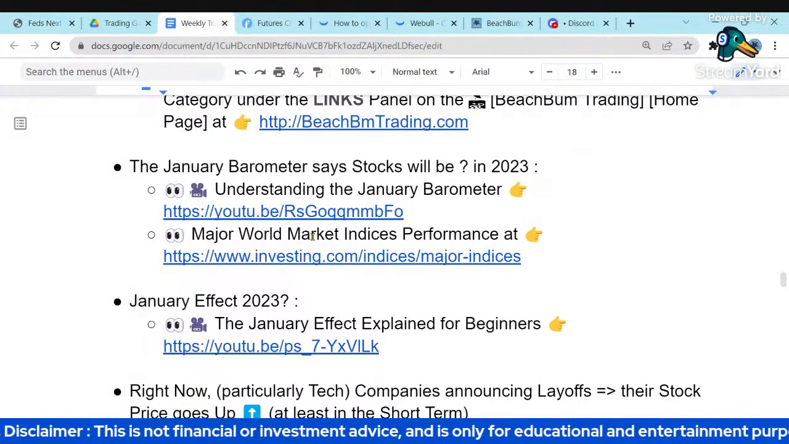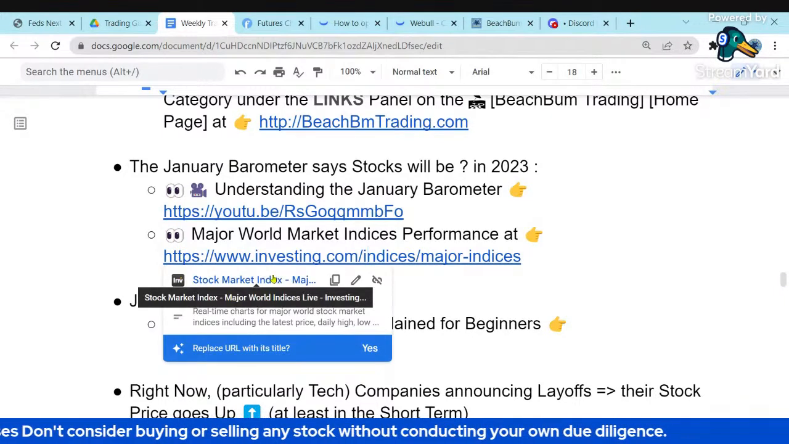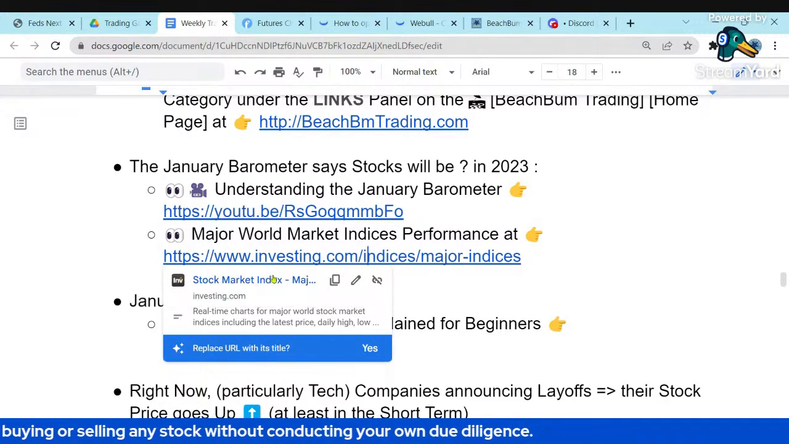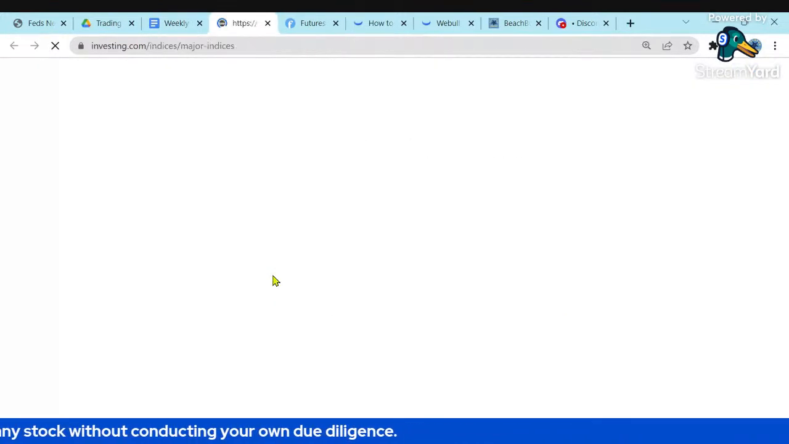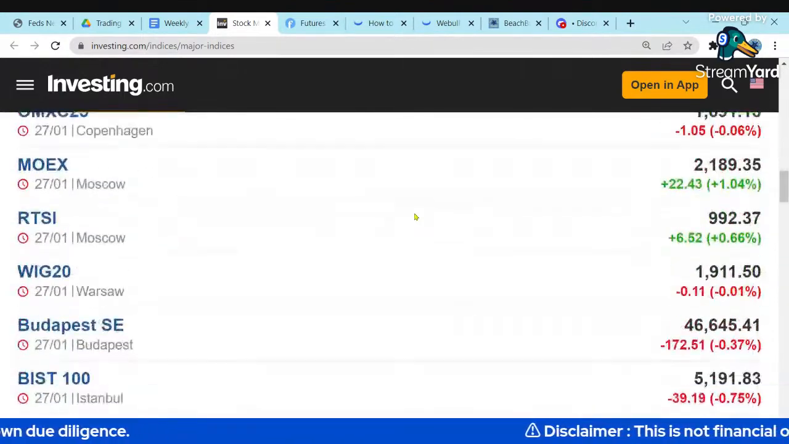So we've talked about the January Barometer, the January effect, and you can listen to those videos about what the January Barometer is. I want to quickly take a look and see what the January Barometer is saying right now about what kind of January effect we've currently got. We're almost at the end of January.